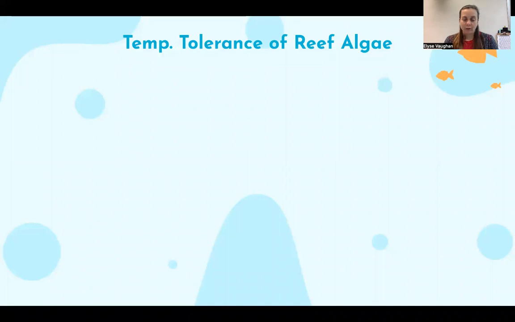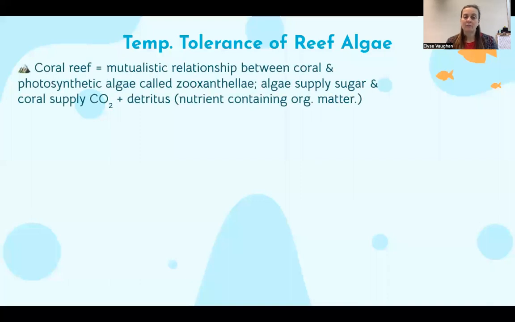Reef algae, you might remember from our unit when we talked about ocean warming and ocean acidification, have a very specific temperature tolerance. Remember that the coral reef is a mutualistic relationship between the coral and these photosynthetic algae called zooxanthellae. The algae supply sugar to the coral, and the coral supply carbon dioxide and organic material to the zooxanthellae.